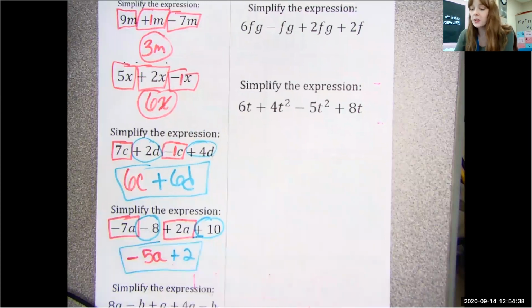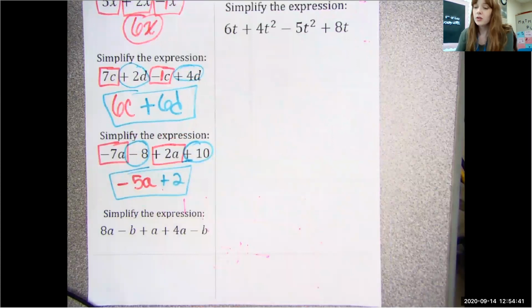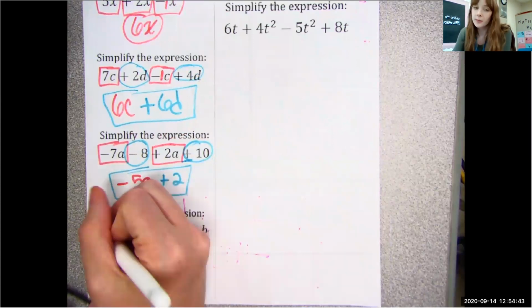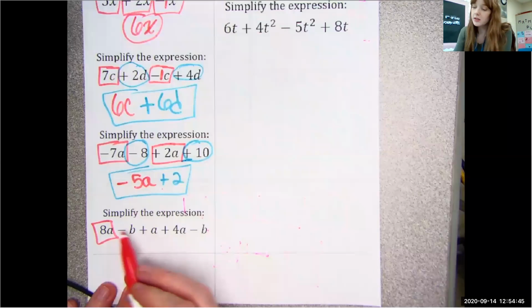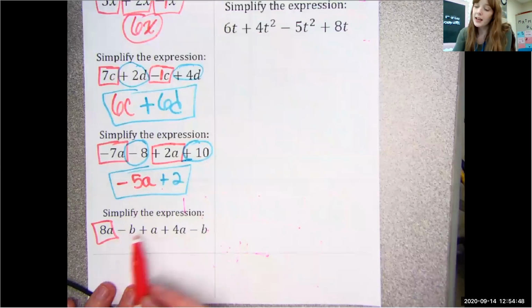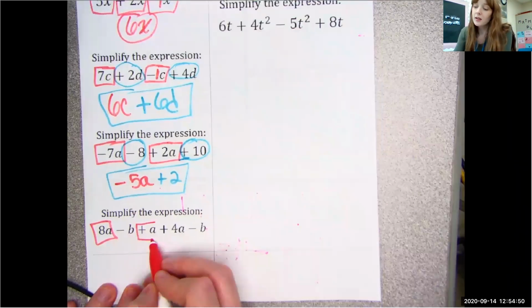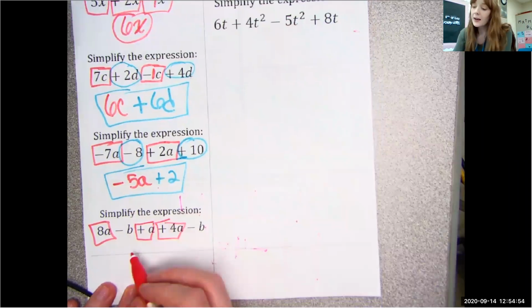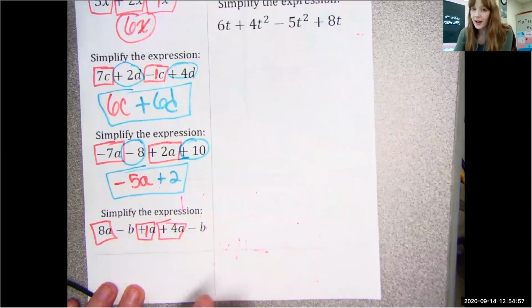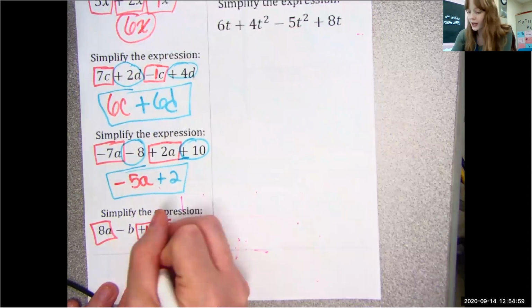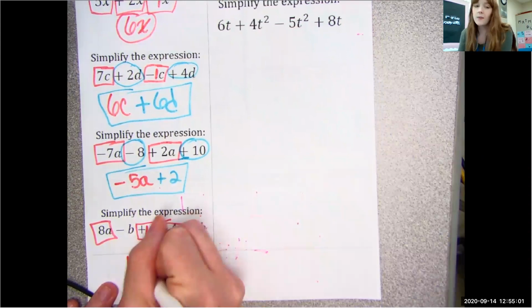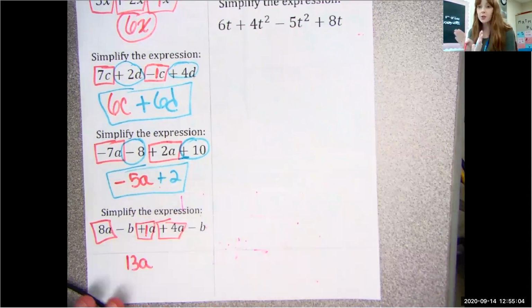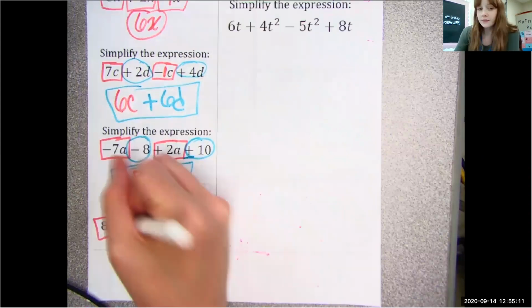Okay, next one. Start with our first term. Search through our list. Can't combine A's with B's, but I can with A's. Notice how I'm still boxing in the sign to the left. 8a plus 1a is 9a. 9a plus 4a is 13a. Taking everything and I'm kind of shortening it. You don't want to have an expression that's too long. We're shortening everything.